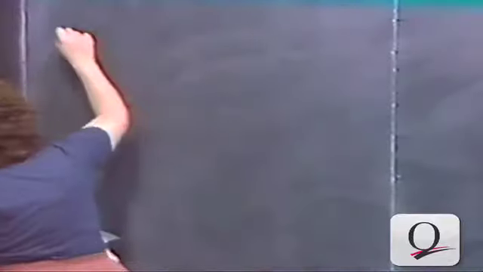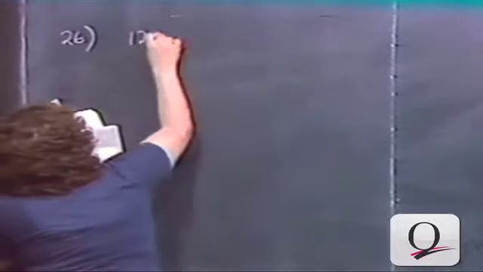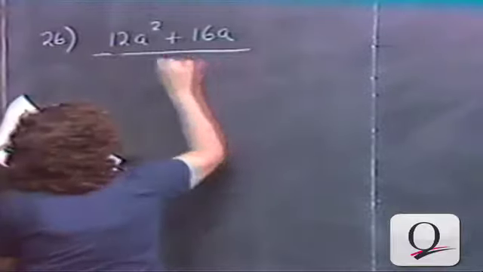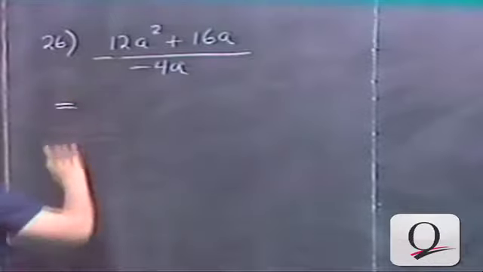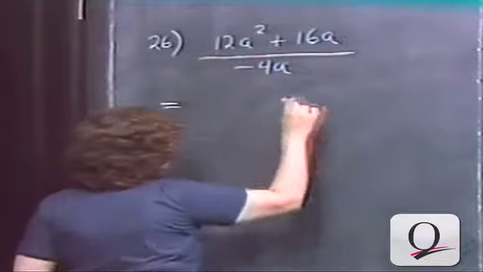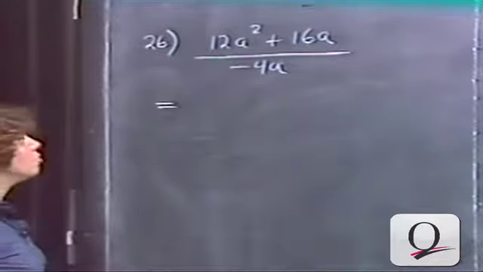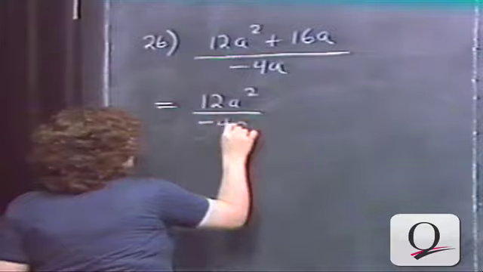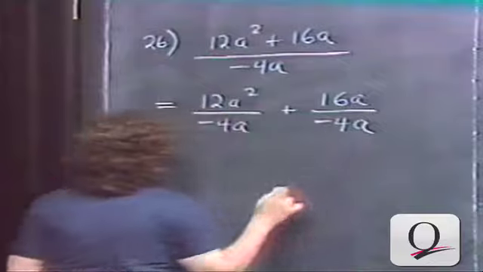Question 26. Simplify 12a squared plus 16a over minus 4a. Okay. On the videotapes I showed you actually 2 ways of doing this. One way of handling it is to simply say when you have a group of terms in the numerator, you can break it up, put each term in the numerator over the same denominator. So 12a squared over minus 4a plus 16a over minus 4a.